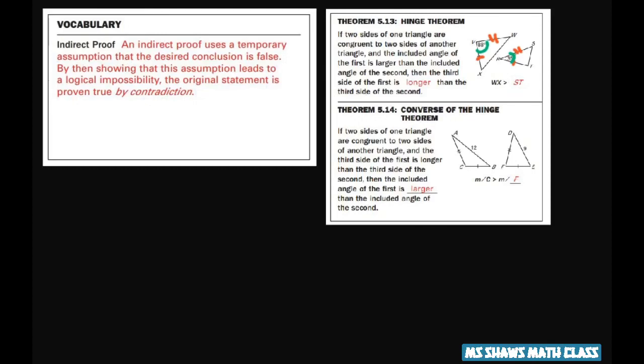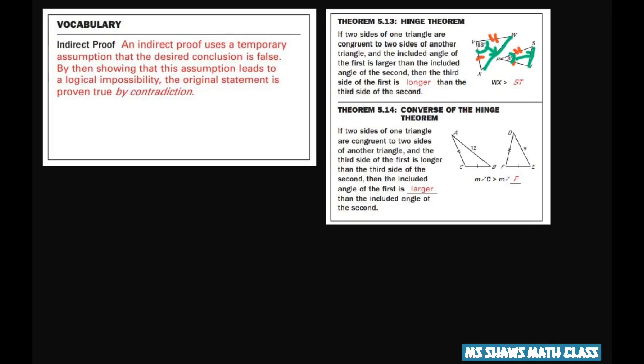So the side across from this angle and this angle. In this case, WX is going to be longer than ST. The other sides are congruent, but the third side is not.